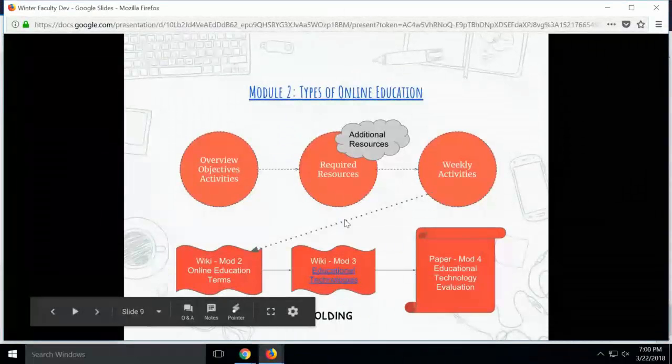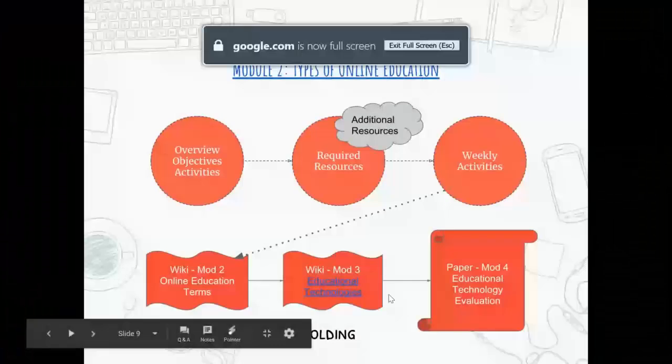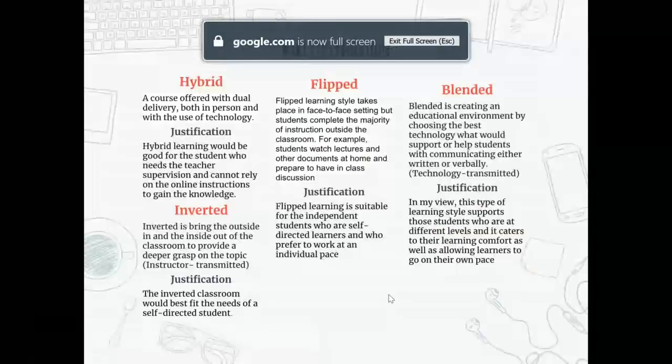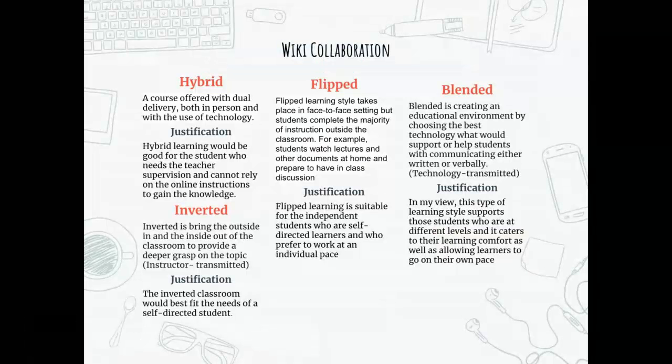Flipping back to here. Full screen. The model, I'm not showing you the wiki as it is because of all the student names, but this is what happened with that wiki. With all of the students participating, they had to come up with a one-sentence definition based on what they had read. So it's a really succinct summary. What is hybrid learning? What is inverted? What is flipped? What is blended? And these are mixed, just random students.